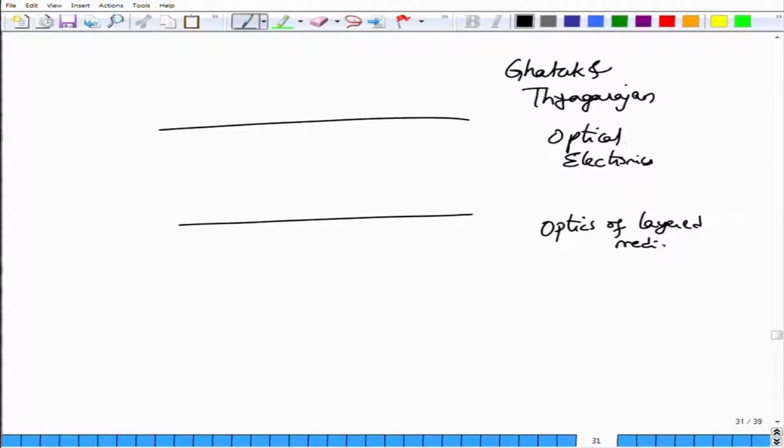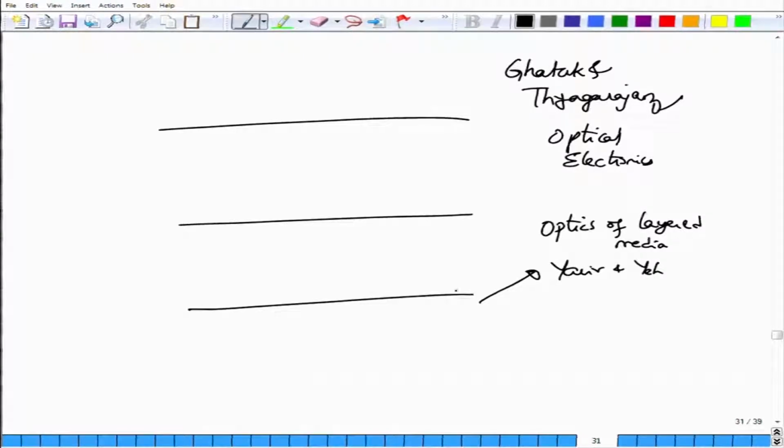I believe that this is the correct title, and this is by Yariv and Yeh, okay. So you can look at this book, or you can look at this book for the simplified analysis. The idea, the development of what we are trying to do is to put in some kind of a matrix method to analyze multiple layers, okay.